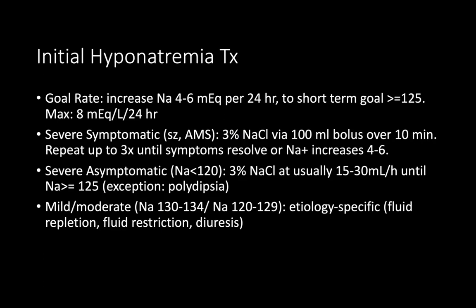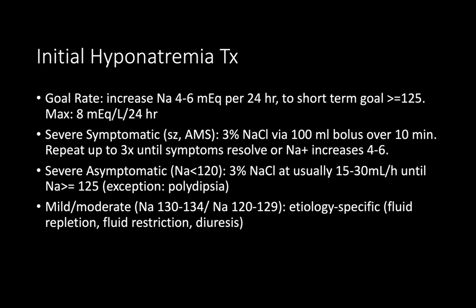You don't want to cross that threshold of 8 milliequivalents per 24 hours because then you start to risk certain dreaded neurological sequelae, which fall under the umbrella osmotic demyelination syndrome. I'm sure you guys have heard of that. Basically, you have these fluid shifts that can end up impacting the brain where demyelination starts to take place. So we want to avoid that. And so this goal rate is very important: 4 to 6 milliequivalents per 24 hours, a maximum of 8.